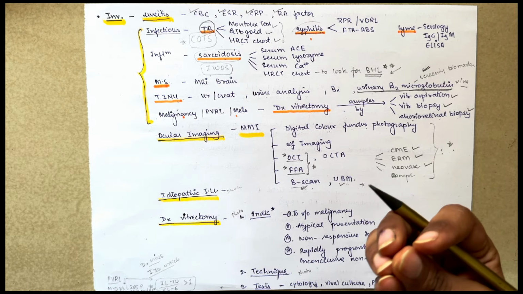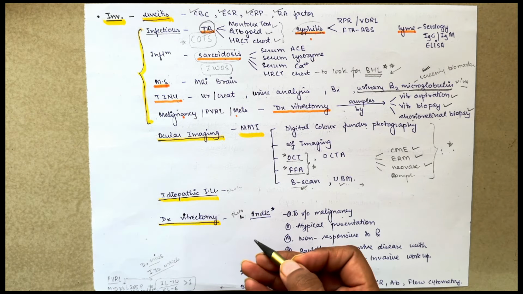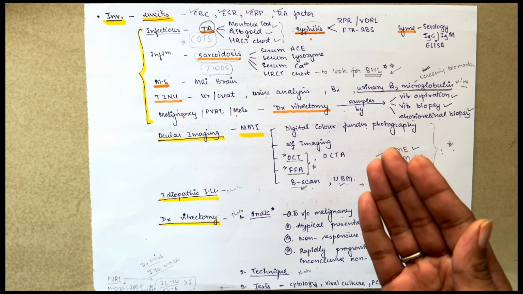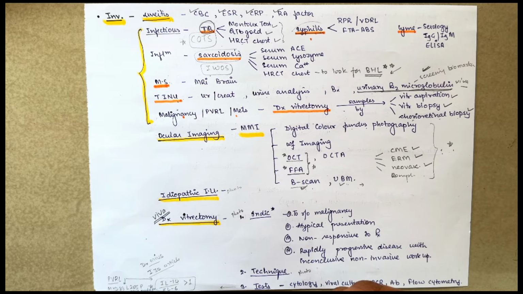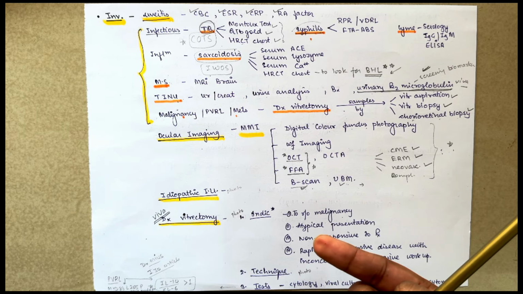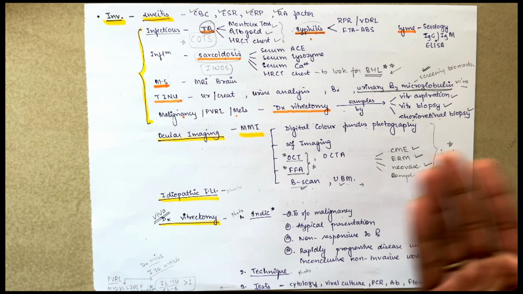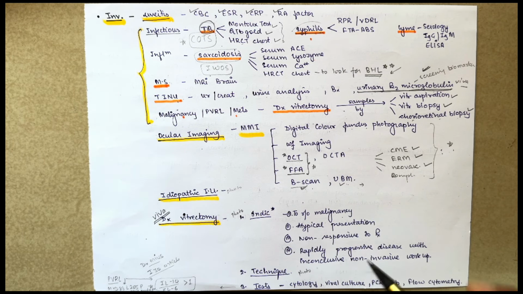Now, a small part regarding diagnostic vitrectomy, because sometimes retina specialists, if they are your examiners, are very fond of asking about diagnostic vitrectomy. So it is important that you know the indications for diagnostic vitrectomy, the techniques, and the tests you do via diagnostic vitrectomy. What are the indications? Mainly to rule out malignancy, in cases of atypical presentation, non-responsive to conventional treatment, and rapidly progressive disease with inconclusive non-invasive workup. Remember these indications, as they are sometimes asked.